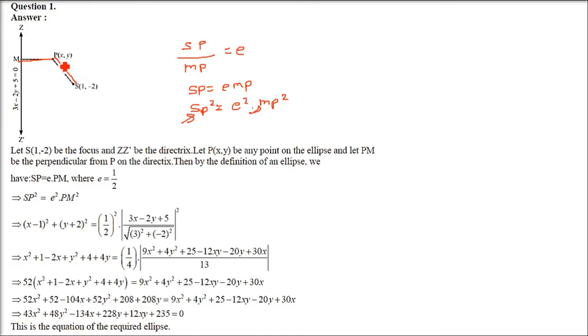Now what is the distance here? We will use the distance formula. It will be (x minus 1) whole square plus (y minus 2) whole square under root, but because we have already squared it, there will be no under root. E square, E is given as half, so we will square it.